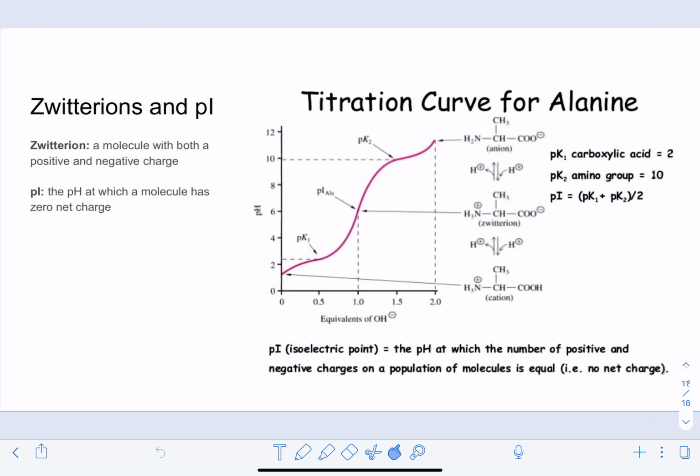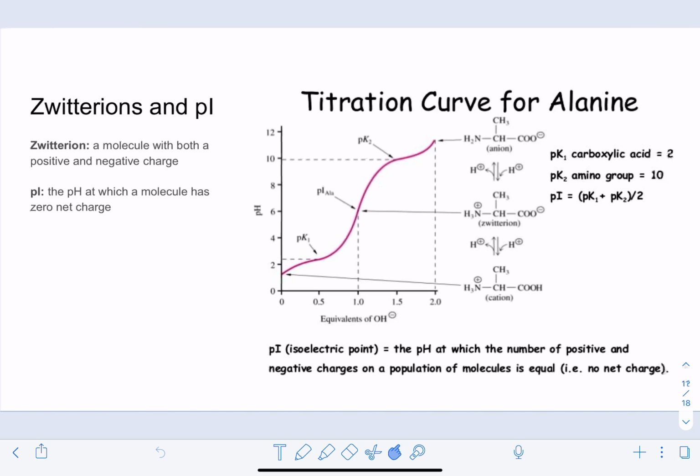Now, another interesting fact about amino acids that you should be aware of is that they have a pI, which is the isoelectric point, which is a pH value at which the positive charges and the negative charges on the molecule add up to 0, which means it has no net charge overall. So how do we calculate pI?